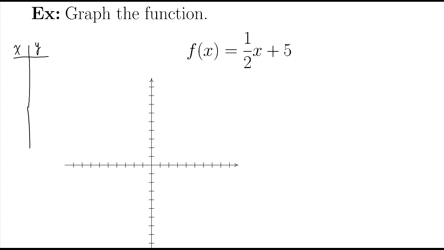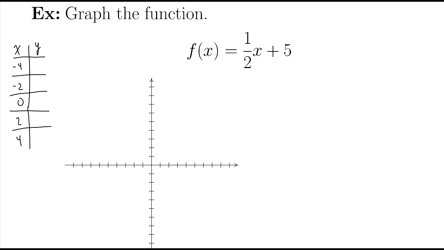And I want to make sure that for x, since it's multiplied times this fraction here, I use multiples of 2. I like to have a couple of negatives that are multiples of 2, throw in 0, and then some positives. That's a good representative of what the graph should look like. Then I'll just plug them in one at a time and get my graph.